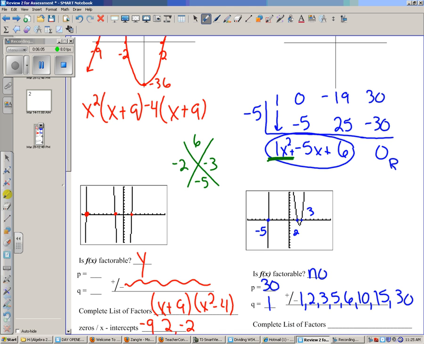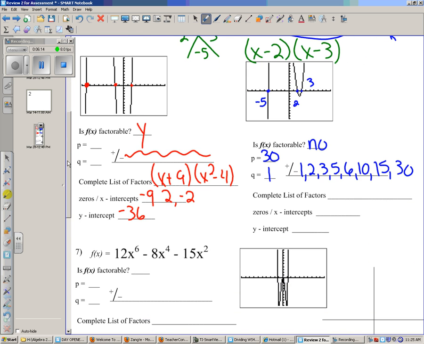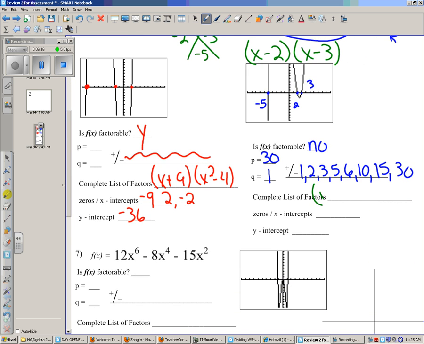Again, because it's just an x squared, this is simple factoring. I can go straight to x minus 2 and x minus 3. And now I can add those into my complete list of factors. So x minus 2, that will give me the 2 I did not cheat with. x minus 3 will give me the 3 that I did not cheat with. But remember, I did cheat with -5, and the parentheses that would have gotten me there were x plus 5.